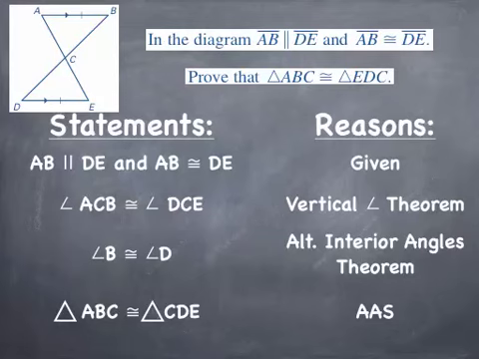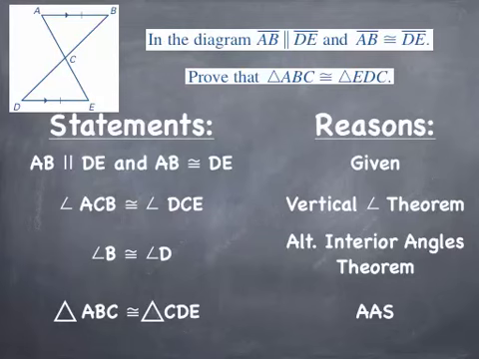because of the alternate interior angles theorem, I could say that angle B is congruent to angle D, and I could say that angle C is congruent to angle E. Both of those would be using the alternate interior angles theorem. If I chose that route, then I could say that the two triangles are congruent because of the angle side angle congruence postulate.